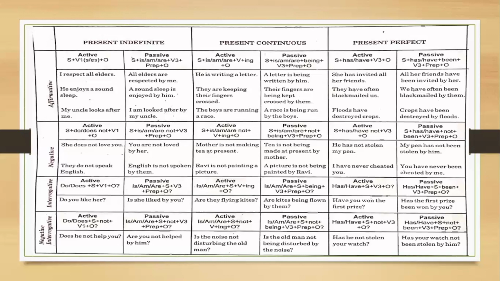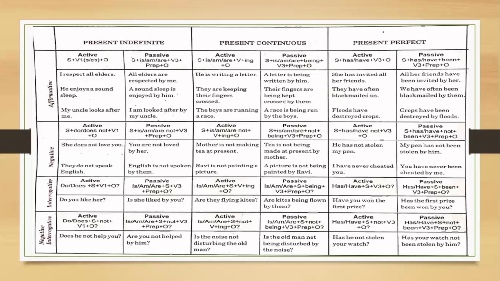Interrogative. Have you won the first prize? Firstly, the simple sentence will be: you have won the first prize. Change it. The first prize has been won by you. The helping verb is has. It will come in front. Has the first prize been won by you? And question mark.